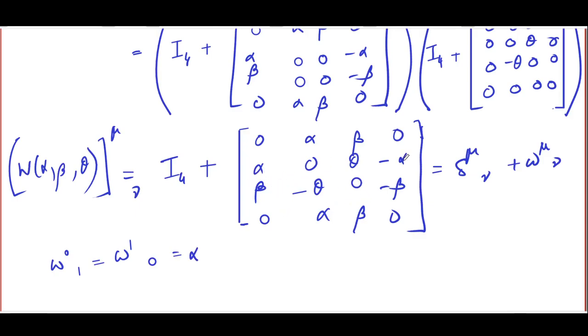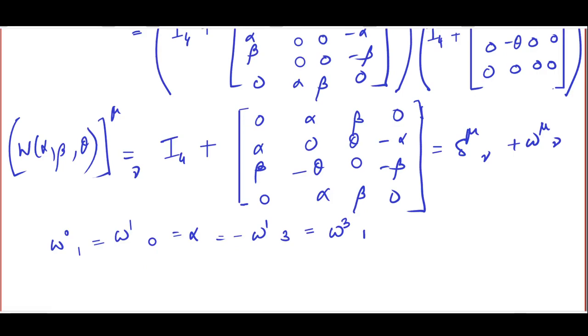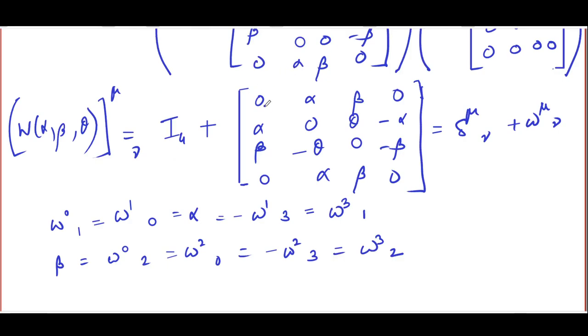And you have omega 1 3 here, which is minus alpha. So minus omega 1 3. And it's also plus omega 3 1. So those are all the alphas. The betas here are omega 0 2, also omega 2 0, this one. Then you have minus omega 2 3, and plus omega 3 2. And then you have the theta, which is omega 1 2, minus omega 2 1.